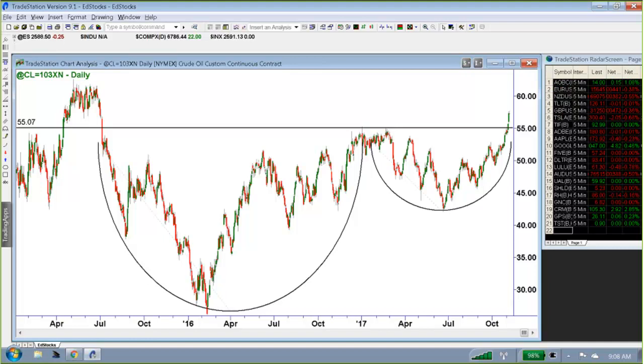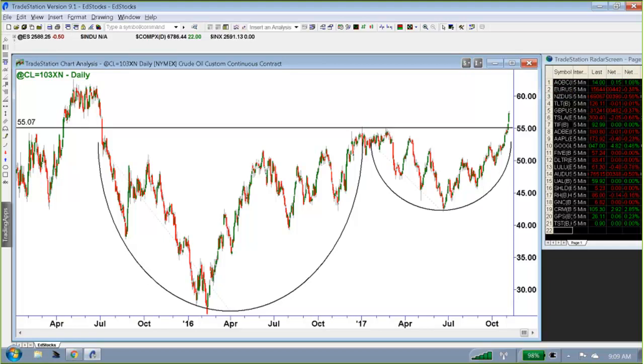I don't really know what's happening over there. Honestly, don't know. But you also have production cuts. OPEC has cut production, and that's boosting prices here, and that's also helping. But that's a huge breakout in oil.